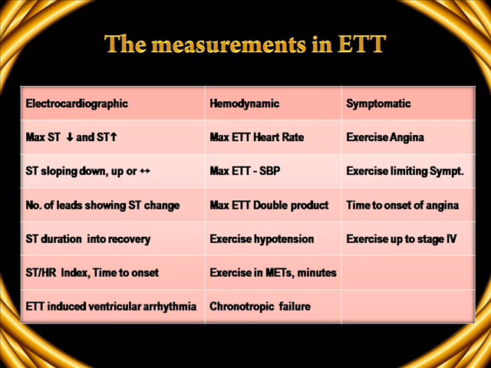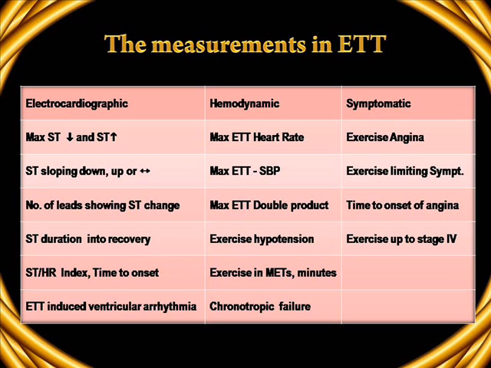Exercise induced hypotension, an ominous sign, exercise in METs and also in minutes, chronotropic failure. What is chronotropic failure? We will see a little later. Symptomatic measurements like exercise induced angina, exercise limiting symptoms, time to the onset of angina after starting the exercise, and did the patient exercise up to stage 4. If any patient has exercised up to stage 4, it means that he has done enough work and there are no changes in the ECG, it is conclusive that the treadmill test is negative.